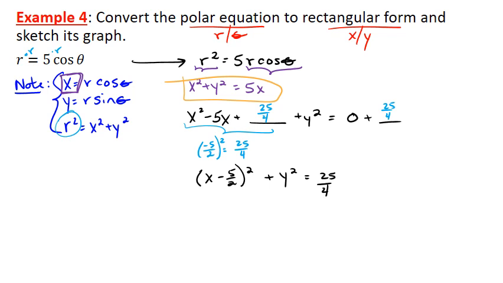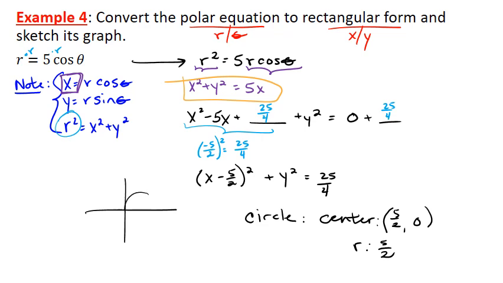Okay, well, although this isn't ideal, this will be a graph of a circle with the center at 5/2, 0, and the radius is the square root of this, so it will be 5/2. So hopefully you can sketch a little picture of that. Okay, not terrible.